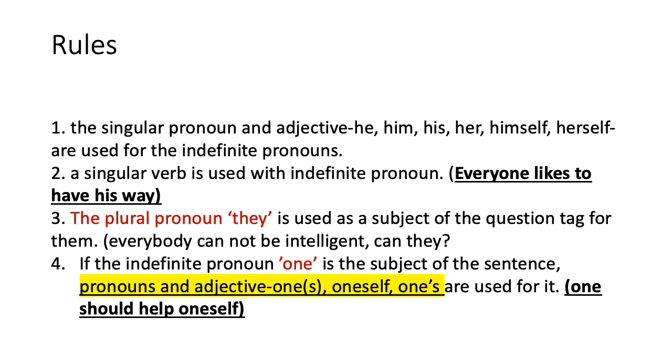The singular pronoun or adjective he, him, his, her, himself, herself are used for the indefinite pronouns. A singular verb is used with an indefinite pronoun. For example, everyone likes to have his way. In the third one, the plural pronoun they is used as a subject of the question tag for them. Everybody cannot be intelligent, can they? Here, you cannot use he.